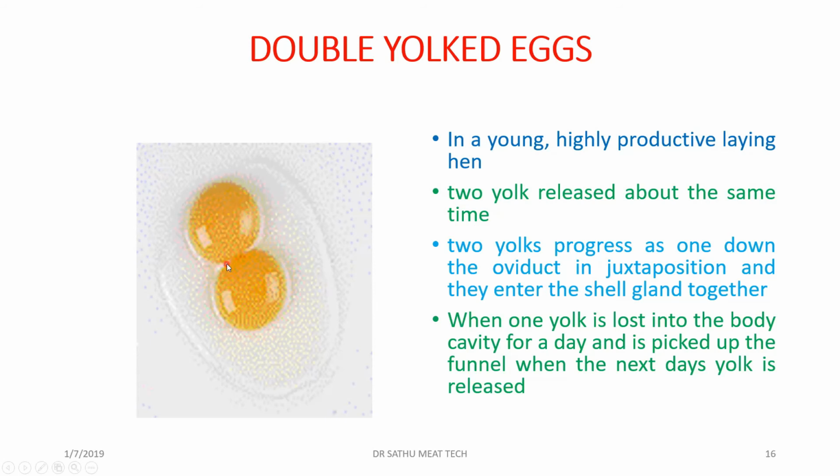So we have seen the egg formation. Instead of going as a single yolk, these will be in juxtaposition, and will be moving as a single yolk. These two yolks will be moving as a single.